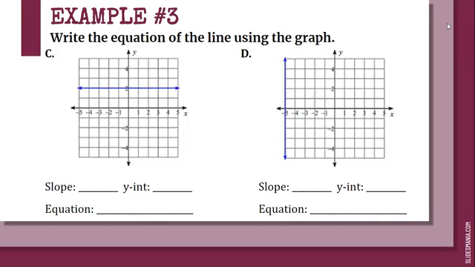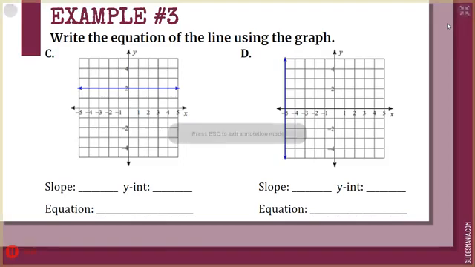And last but not least, we have the two special cases. So if I look at example C, I notice that I have a horizontal line. So in my horizontal line, I'm going to look at 2 points. Well, first of all, I see that it crosses the y-axis at 2, so my y-intercept is 2. But then I have to choose any other point on this line. It doesn't matter which one. I'm going to choose this one.